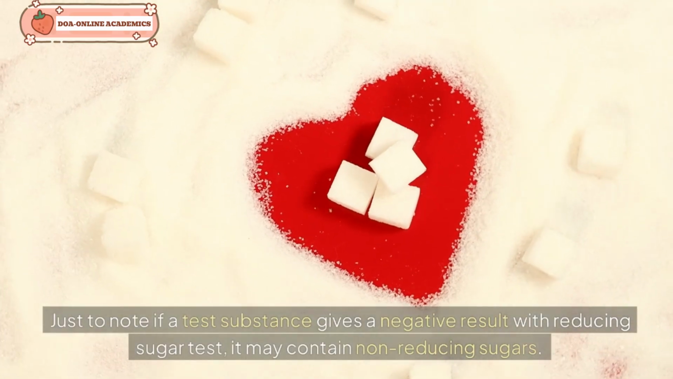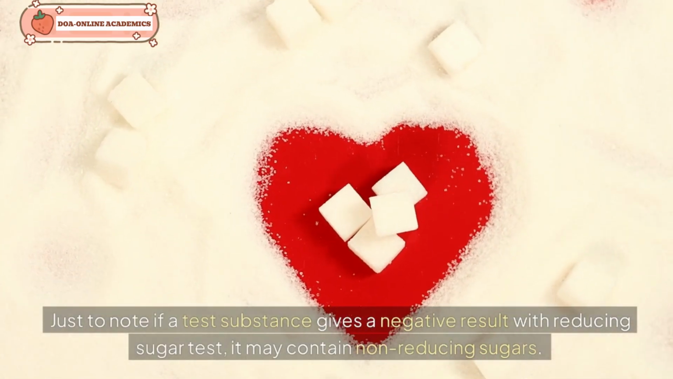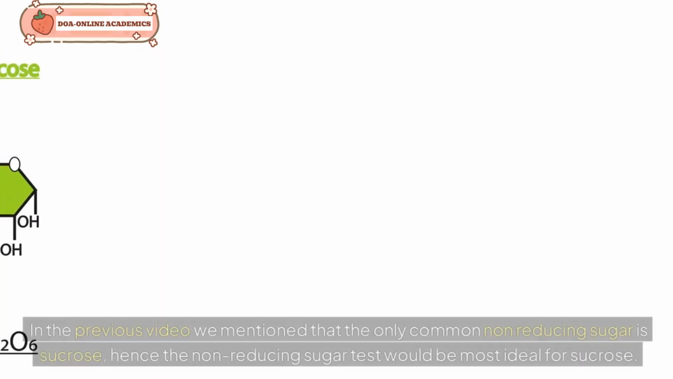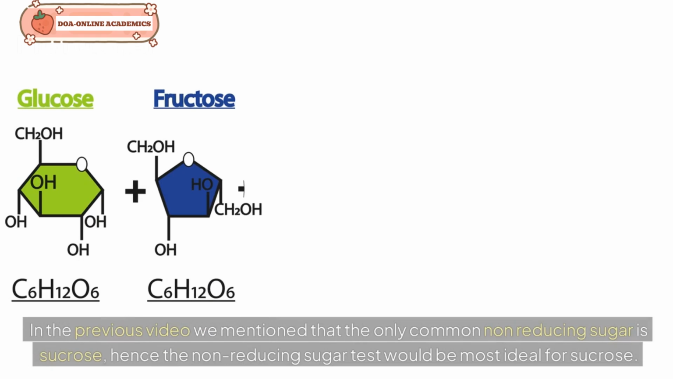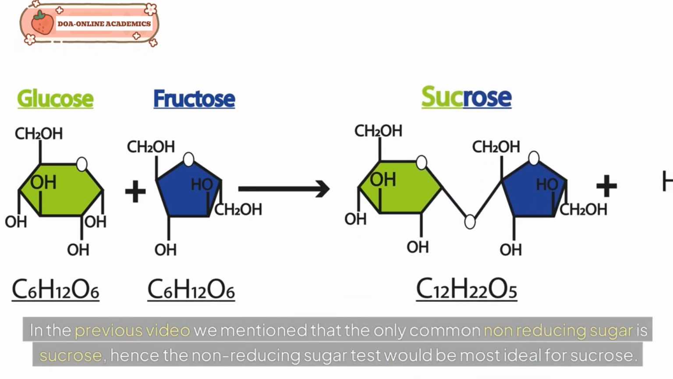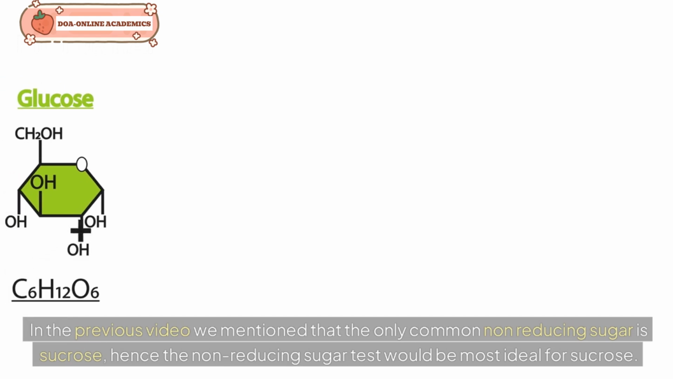Just to note, if a test substance gives a negative result with the reducing sugar test, it may contain non-reducing sugars. In the previous video we mentioned that the only common non-reducing sugar is sucrose, hence the non-reducing sugar test would be most ideal for sucrose.